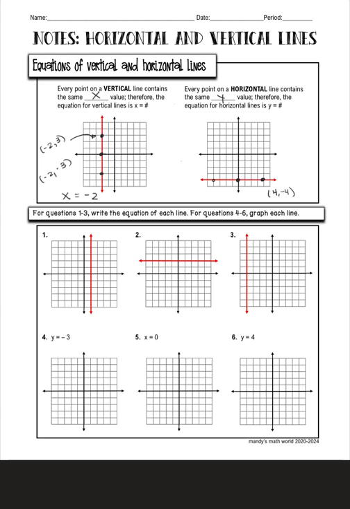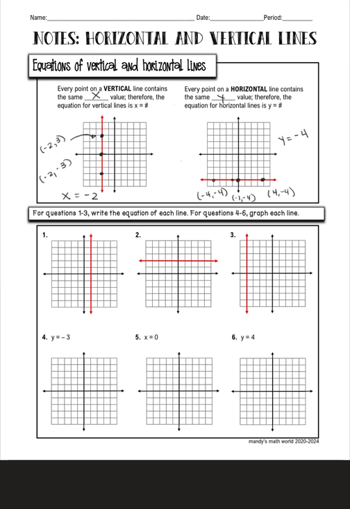Over here, we have (-4, -4). We can also pick here, and we have (-1, -4). And if we look at all of our coordinate points, we see they all have a y value of -4. Therefore, the equation is y equals -4.